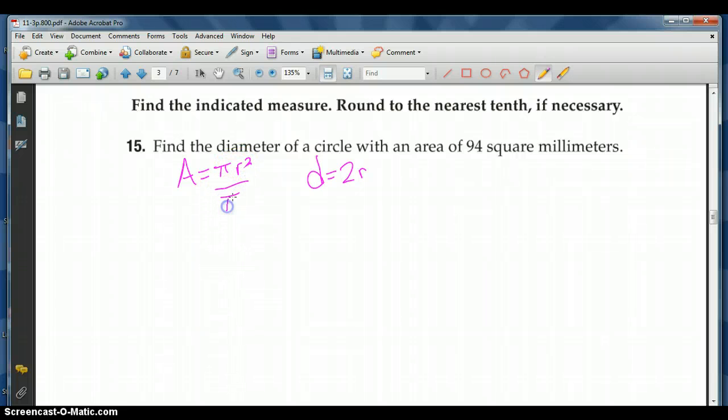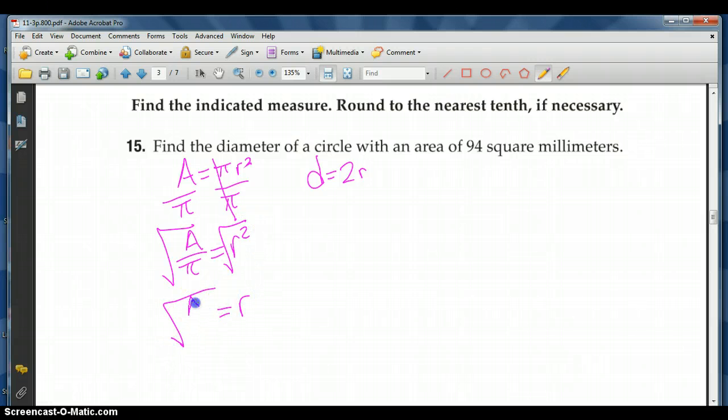So first we divide both sides by pi. Pi cancels, we get radius squared is equal to area divided by pi. Then we take the square root of both sides. The square root of r squared is r. So the radius is equal to the square root of the area divided by pi. And therefore if we substitute in here, our diameter would be 2 times that expression, square root of area divided by pi. And now we can substitute in our area.